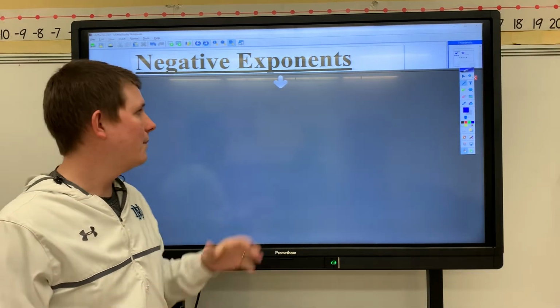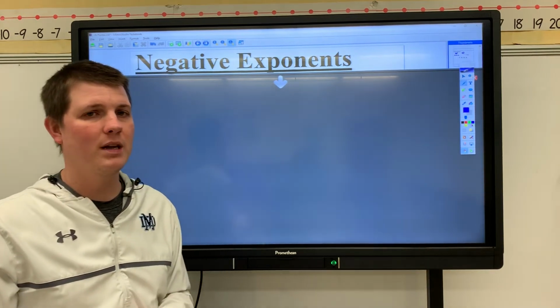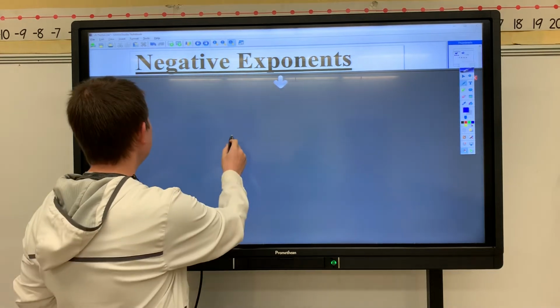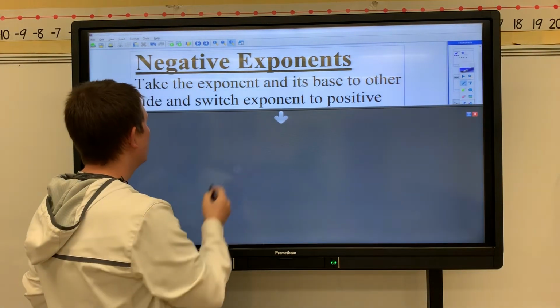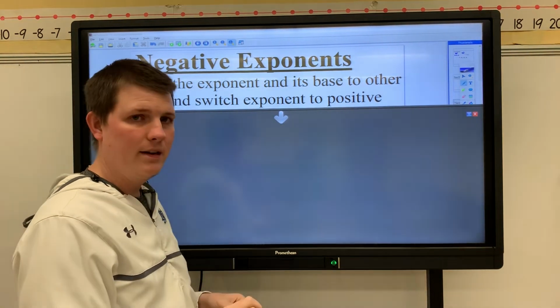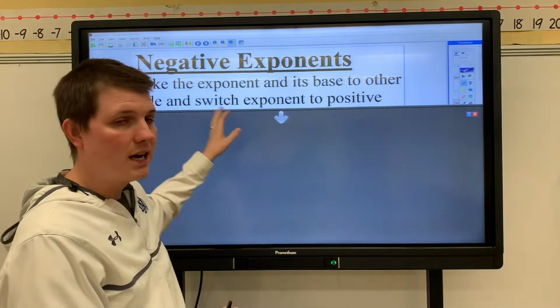Here's what you're going to do. Now, I'm going to give you it in words. It's not going to make sense to you, but I want you to actually be able to read it before we get started. When your exponent is negative, you're going to take the exponent and its base. You're going to bring it to the other side of the fraction. Okay, I didn't put that in there, but you're going to bring it to the other side of the fraction.